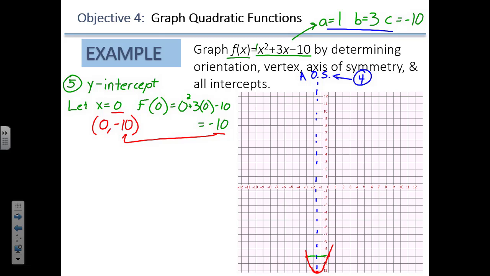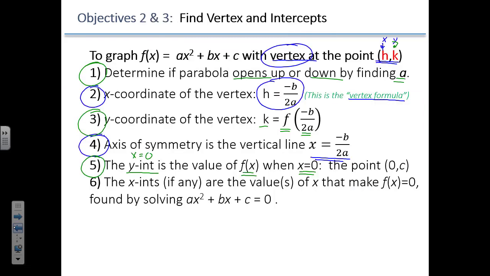Now we're starting to get an idea of what our parabola looks like here, but there's one more important piece of information that we need. And that is, we need the x-intercepts. And when we go to find the x-intercepts, of course, we're going to let y be equal to 0. And that's if there are any. Not every parabola has x-intercepts. So what we're going to look for are the values of x that make f of x equal to 0. That is to say, we're going to set our quadratic equal to 0 and solve it like we have in the last two topics. Let's do that.